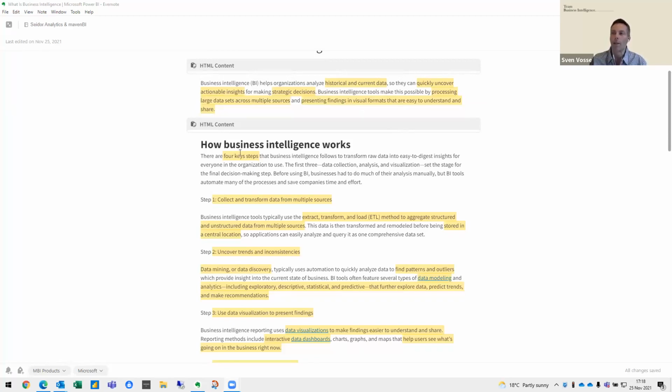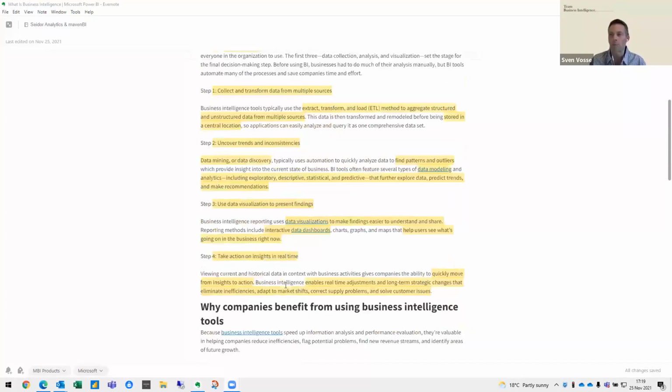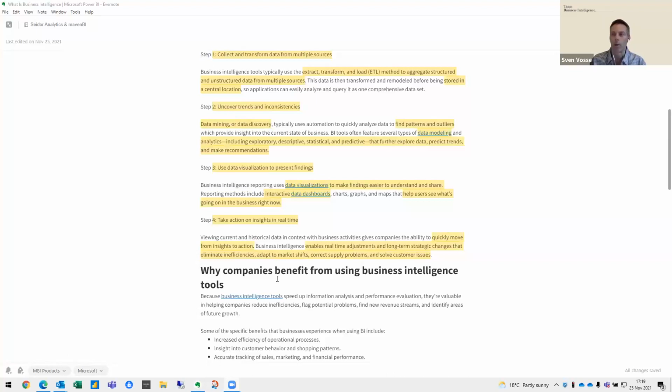And then just a quick one, there's 4 key steps. You're collecting the data, you're transforming the data, that's step 1. Step 2, you're trying to uncover trends and inconsistencies. Step 3, you're visualizing your findings, and step 4 is all about taking action and so on. So that's the Power BI one.